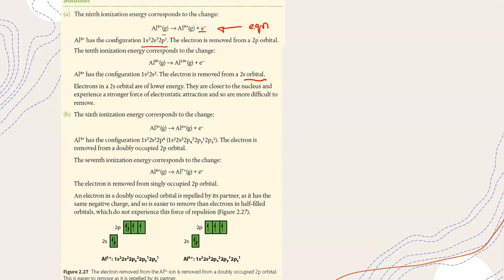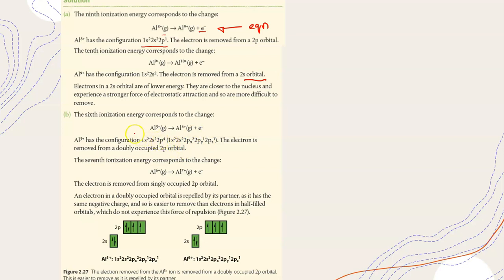The 6th ionization energy we're going to look at in the same way. We've given the equation that it corresponds to the charge from 5 plus to 6 plus. They give the configuration 1s2, 2s2, 2p4. Okay, the electron is removed from the doubly occupied 2p. Okay, so they've looked at the x, y, and z orbitals, remembering Hund's rule, they stay single and then they go back and double up.